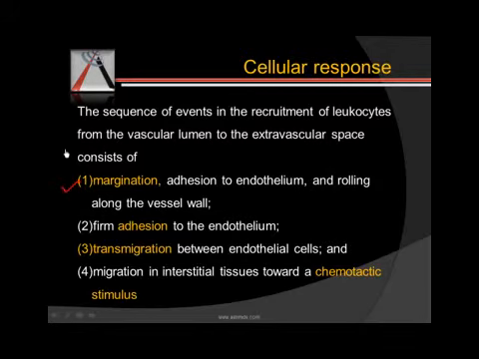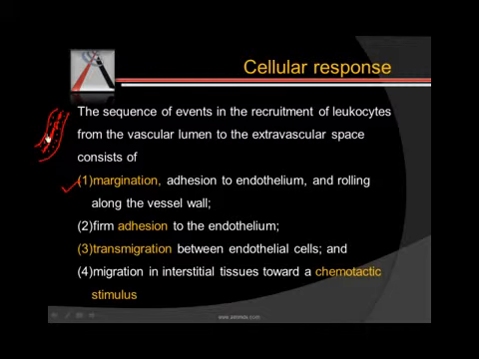As we saw, the plasma seeps out from the blood vessels. Normally, if you see this blood vessel, this is the normal axial flow, wherein the cells move in the center and the plasma is in the periphery here. What happens due to stasis and vasodilatation is that these cells start coming to the periphery.